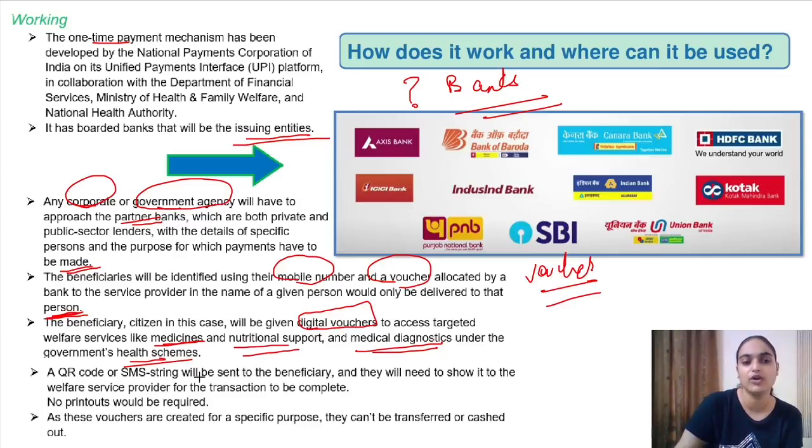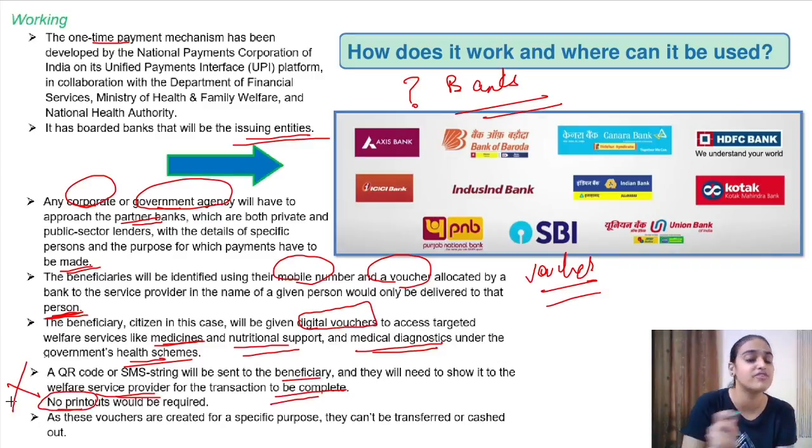The QR code and SMS will be sent to the beneficiary and he will be required to show it to the welfare service provider in order to make sure that the transaction gets completed. No printouts will be required. कोई फिजिकल प्रिंट आउट नहीं चाहिए इस ई वाउचर का, डिजिटल ही काफी है. As these vouchers are created for specific purpose, they can't be transferred or cashed out.